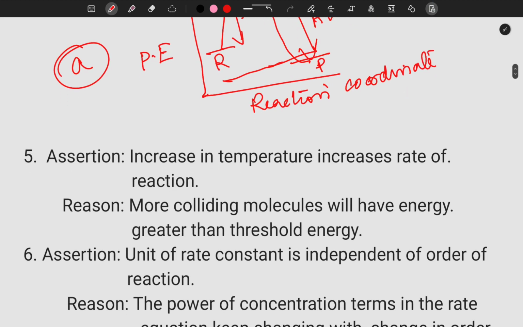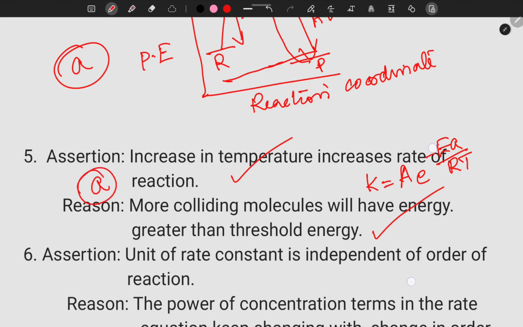Fifth question: increasing temperature increases the rate of reaction. Yes, that's a correct statement. According to the Arrhenius equation, K is equal to A e raised to minus Ea by RT. For every 10-degree rise in temperature, the rate constant gets doubled, so an increase in temperature increases the rate of reaction. And also more colliding molecules will have energy greater than the threshold energy. That statement is also correct. So assertion and reason are both correct, and the reason is the correct explanation of the assertion. So our option is A.